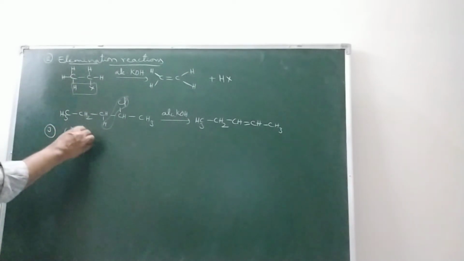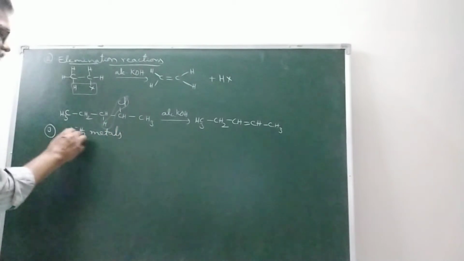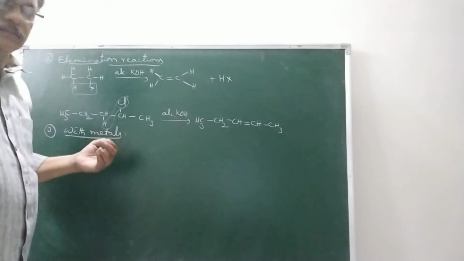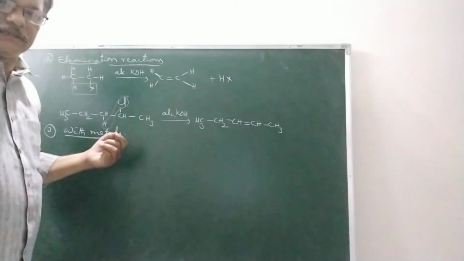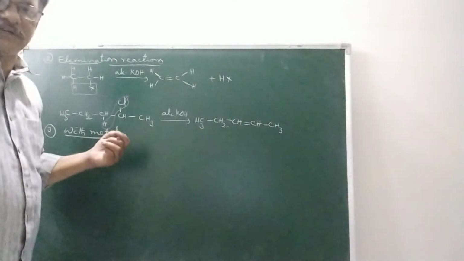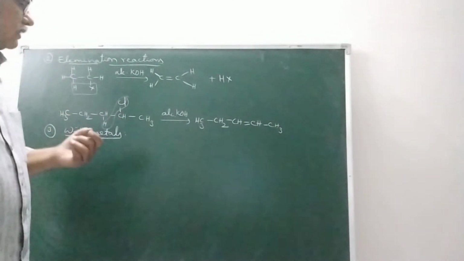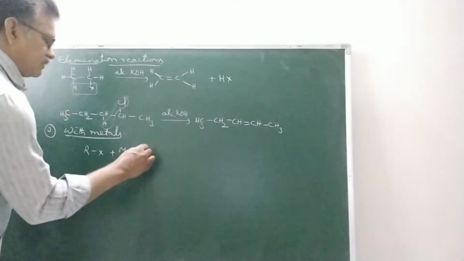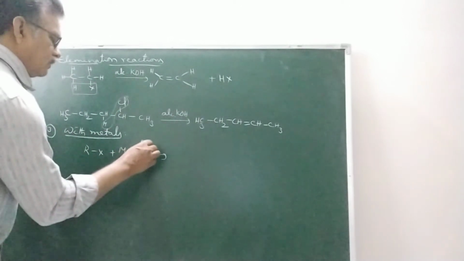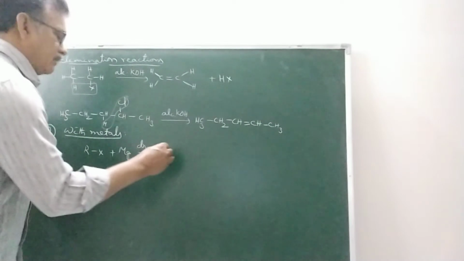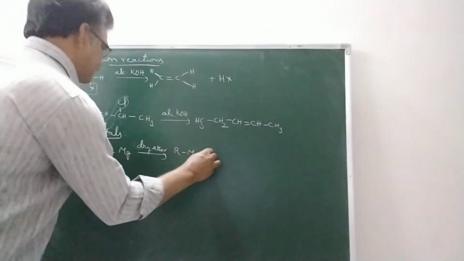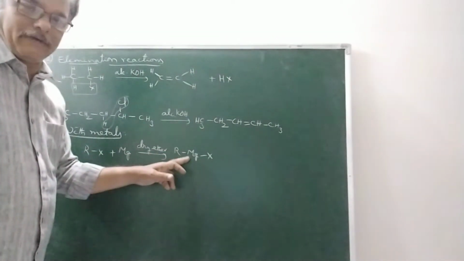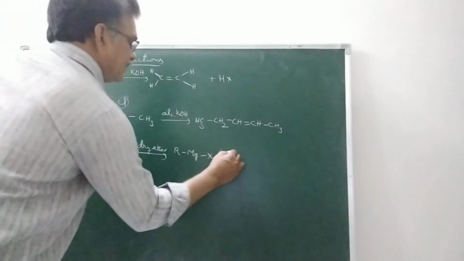Next, reaction with metals. In some organic compounds, metal-carbon bonds are formed. Such organometallic halides are called Grignard's reagents. If alkyl halides are treated with magnesium in presence of dry ether, then alkyl magnesium halides are formed. Here, C in the alkyl group is bonded with magnesium through a covalent bond. Such compounds are called Grignard's reagents.